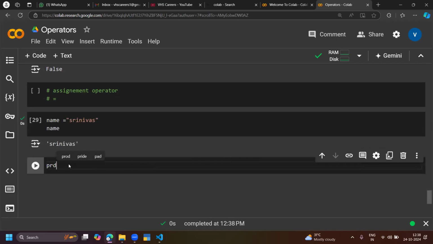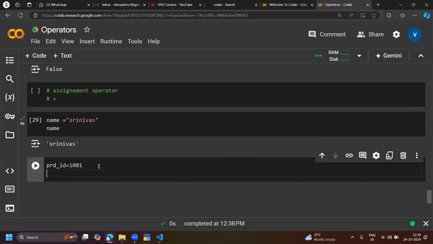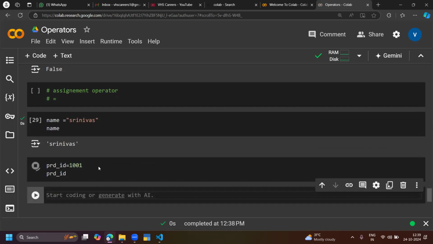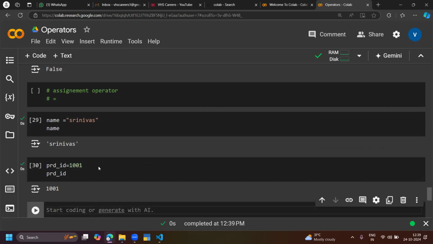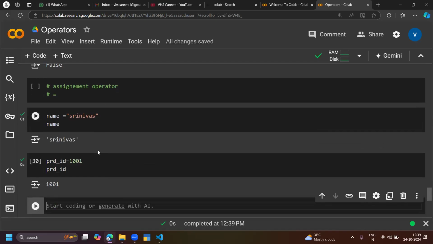Okay, so product name, product ID. Product ID is equal to 1001. So finally, I want to see the product ID, PRD underscore ID. PRD ID is 1001. That is assignment. Equal to is the assignment operator, remember. Double equal to is the comparison operator.